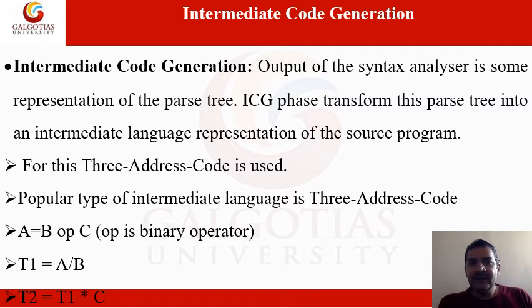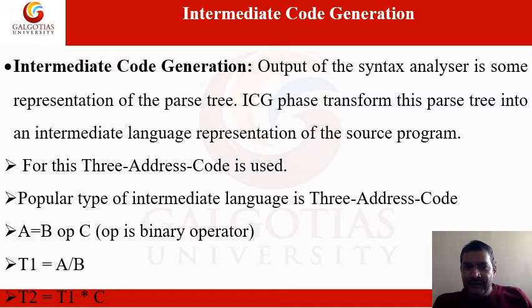Next is intermediate code generation. The output of the syntax analyzer is some representation of the parse tree. The intermediate code generation phase transforms this parse tree into an intermediate language representation of the source program. For this, 3 address code is used. A popular type of intermediate language representation is 3 address code.